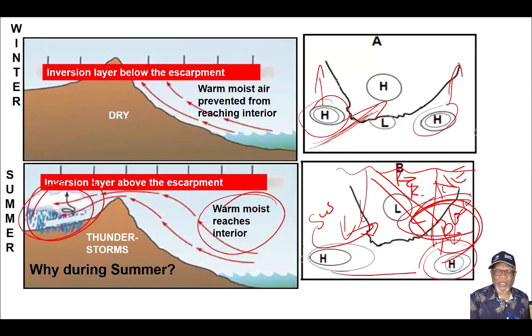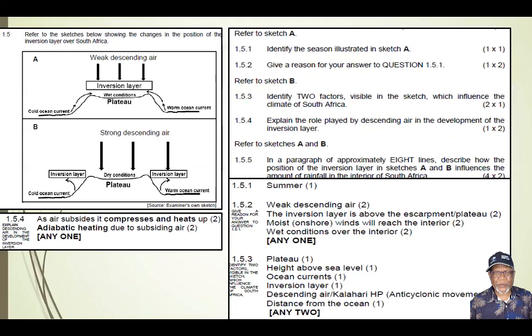We experience precipitation because the Kalahari high pressure has moved higher in the atmosphere. When it moves higher in the atmosphere, it allows for warm, moist air to go into the interior, and this warm, moist air will condense to form clouds, and there we are. We have your precipitation during which season? During summer.